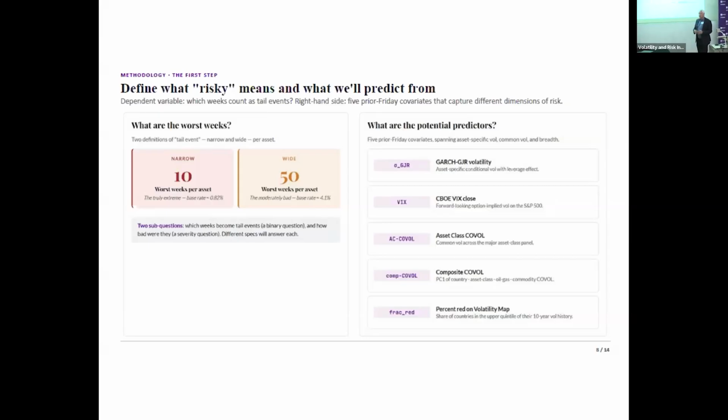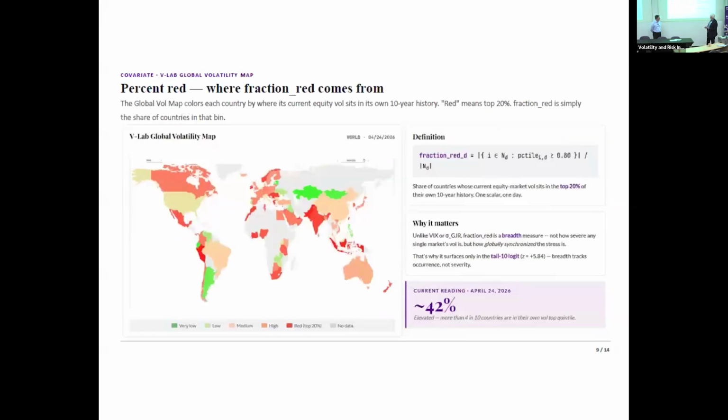Another one is a measure of how widespread the risk is, which we call the fraction red. And probably if you've ever gone to VLab, you'll know what I'm talking about, which is we have a map like this. That's the first thing you see when you go to the web page, and every country is color-coded by how high its volatility is.